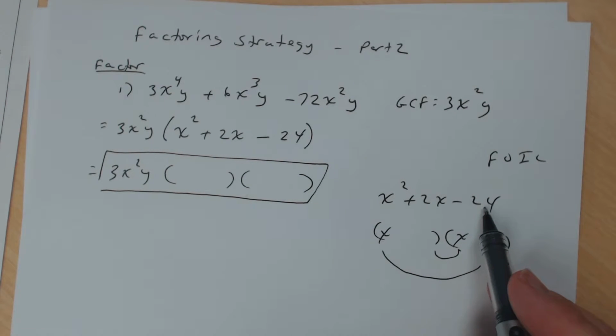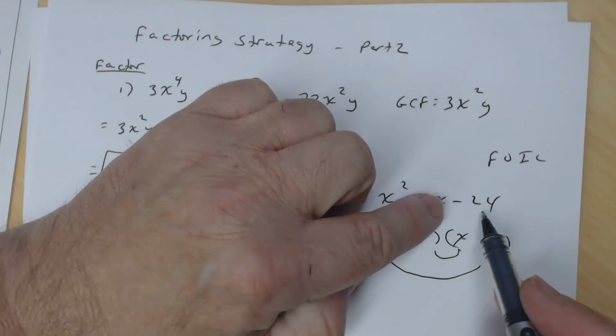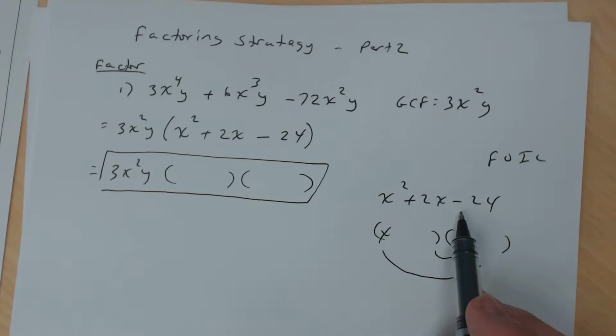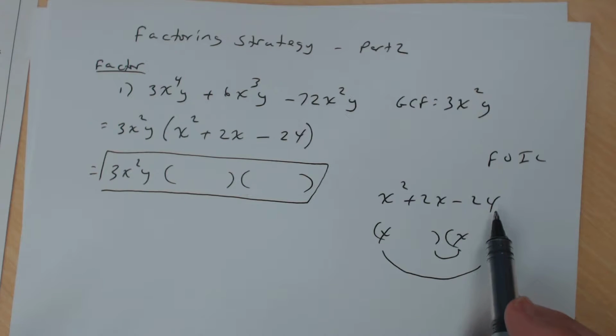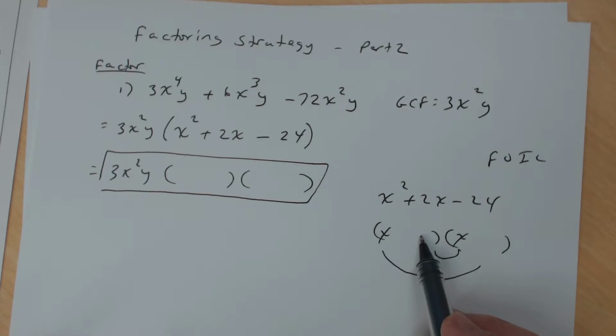So let's think about 24. The last term is negative, but let's just look at the absolute value for right now. The absolute value of negative 24 is 24. If I put a 4 and a 3 here, just to play around, I know that's not going to work.